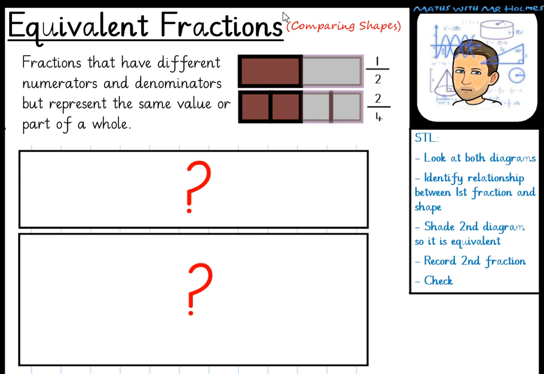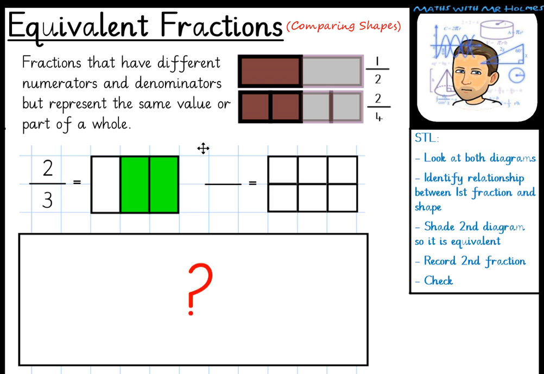Let's have a look at our first question. We have 2 diagrams. Let's have a look at both of them, and that's our first step. We have a fraction, and that's represented in this picture. We need to create another fraction to show an equivalent. Let's have a look and identify the relationship between the first fraction and the shape.